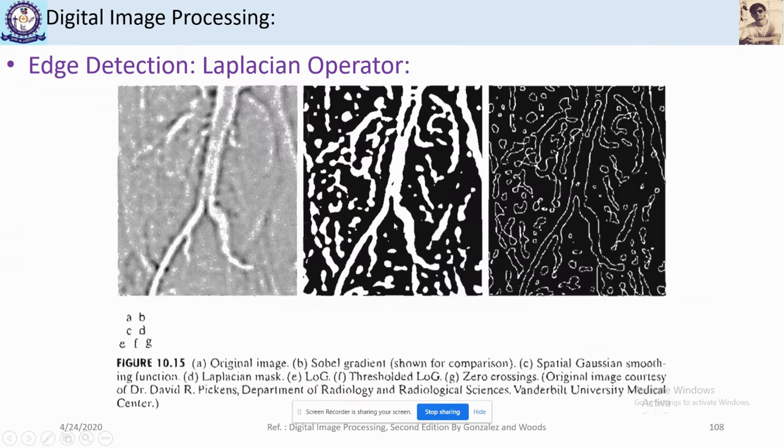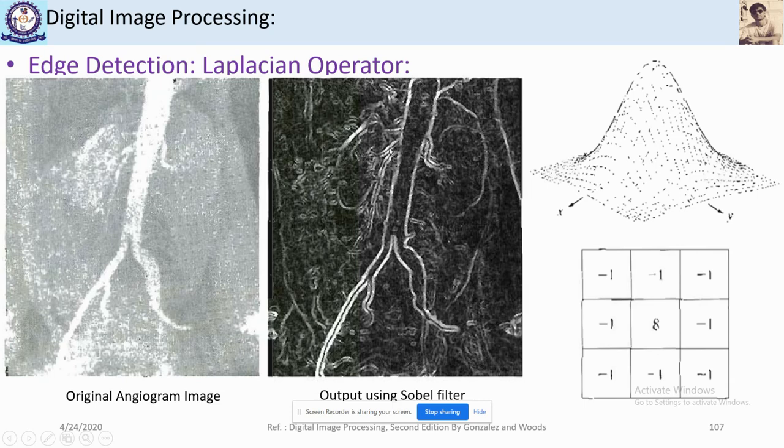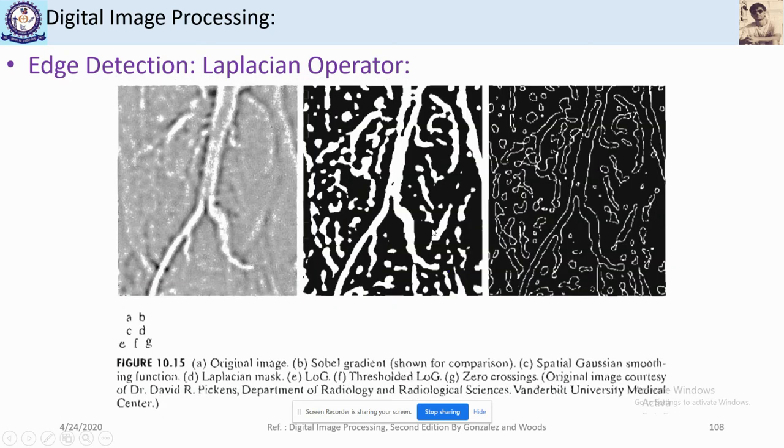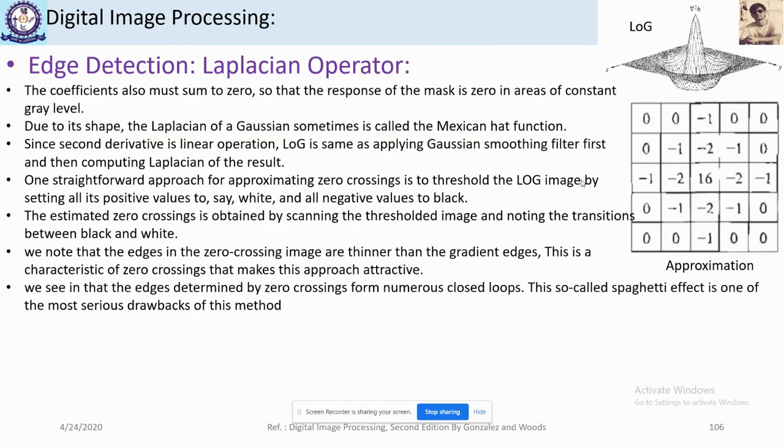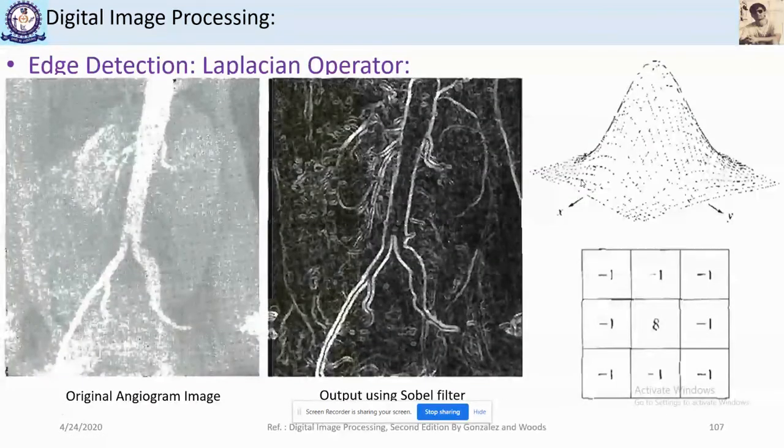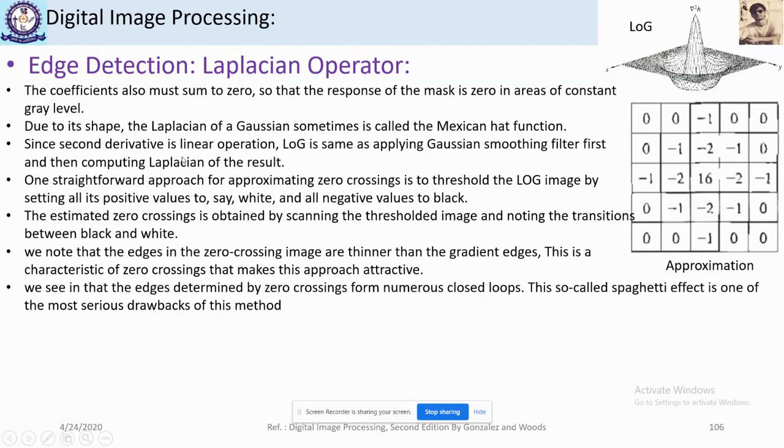Now here we see that the edges which we have obtained by applying the LOG, that is Laplacian of Gaussian, are thinner and finer than the edges which we have obtained by using the Sobel filters. So that is one reason we can use this LOG over the gradient operators. Now let's read some more points about these outputs.